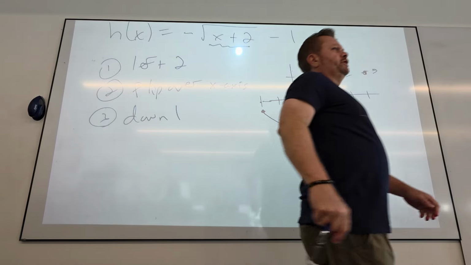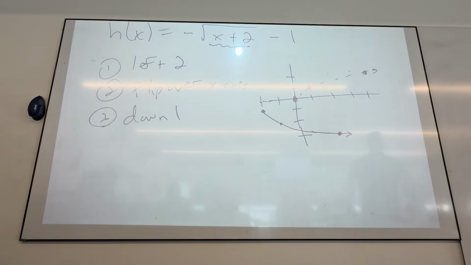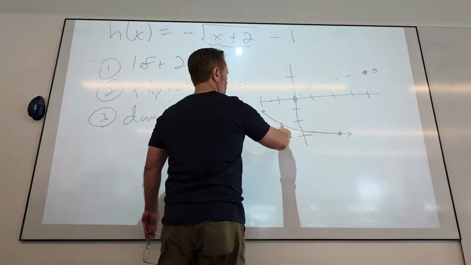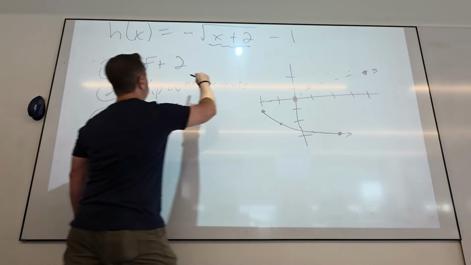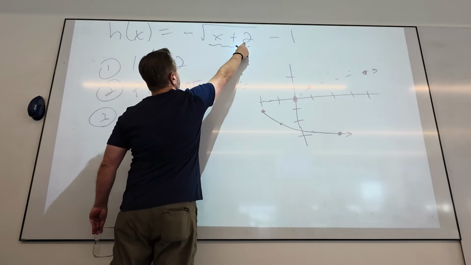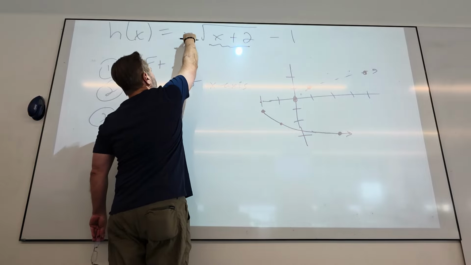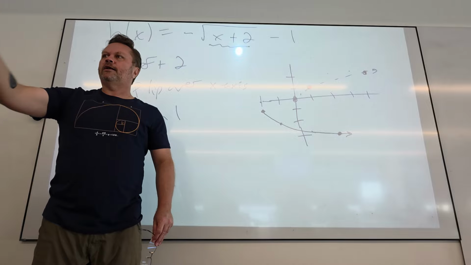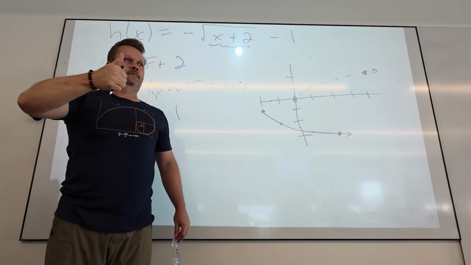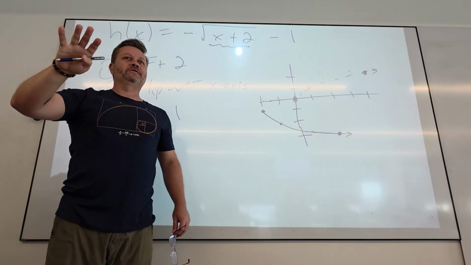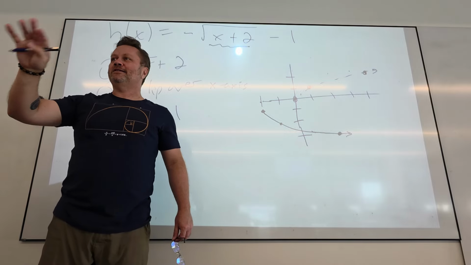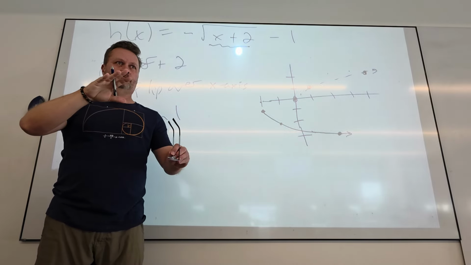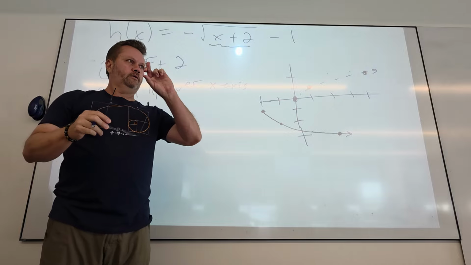Anybody have a way I can check that besides graphing it in my calculator? Yeah, what's this point here? -1, -2. When I plug a -1 in, -1 plus 2 is 1, square root of 1 is 1, 1 minus 1... -1 minus 1 is -2. When I plugged in -1, I got a -2 out. It always feels good to realize, oh, I can check this.